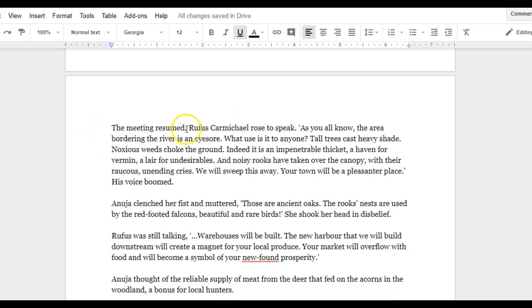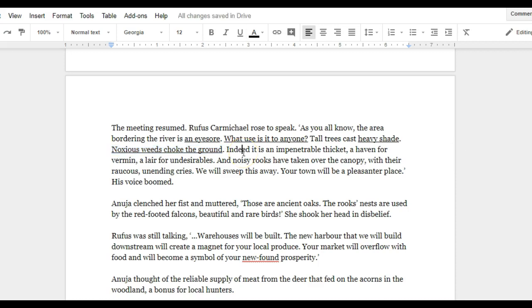The meeting resumed. Rufus Carmichael rose to speak. As you all know, the area bordering the river is an eyesore. Well, that's going to move me from Titanic battle to the other side of being eager. What use is it to anyone? So he's telling us this information is important to understand why people might be shifting from the battle side to the eager side. Tall trees cast heavy shade. Again, I'm getting all of these things from him. Noxious weeds choke the ground. Again, if I were in the crowd, I would be starting to feel also more eager that they get on with building the depot.